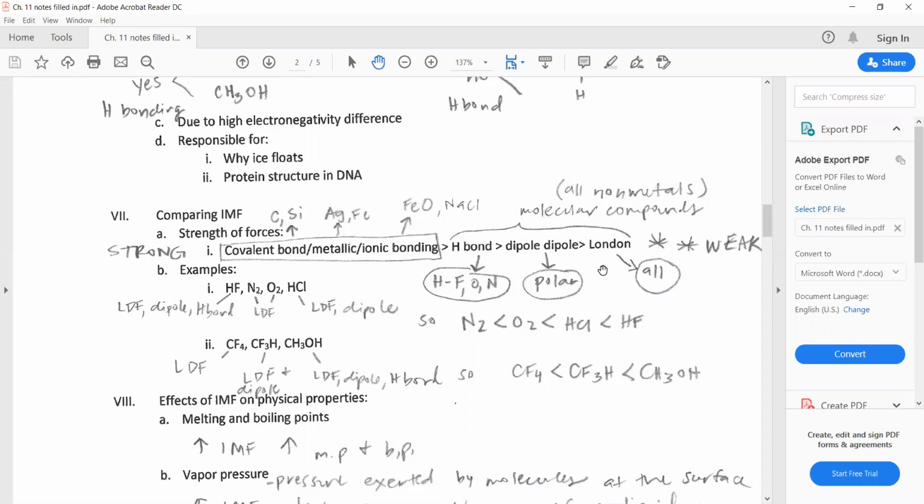Down here are our intermolecular forces. And these are the weak ones. And we really look at these more when we have just molecular compounds, all non-metals. And remember, hydrogen bonding is the strongest, and that's H directly attached to F, O, or N. Dipole-dipole is next in strength, and it occurs for all polar molecules. And then you've got London dispersion, which is the weakest, but they are attractive forces that are in all molecules.